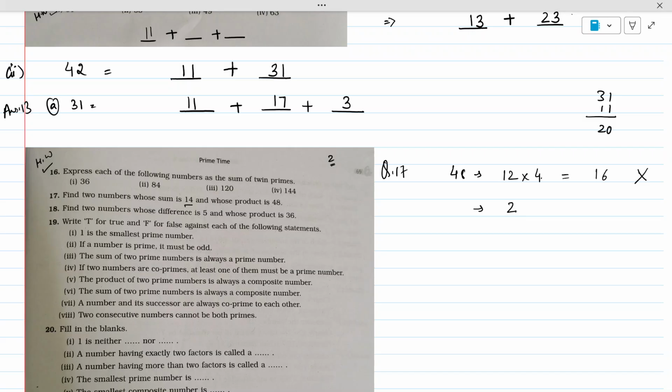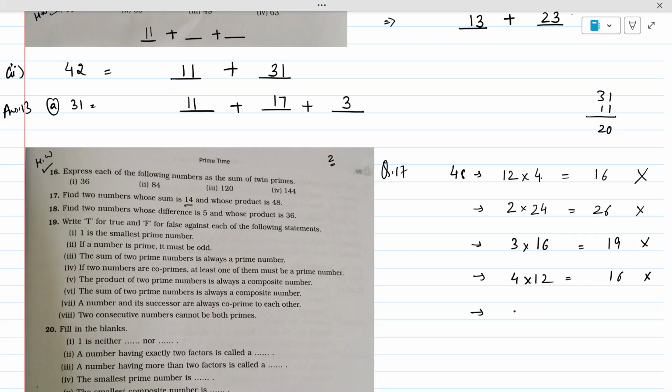Next, we have 2, and then we have 24. 2 and 24, the sum will give us 26. Again, it is discarded. Next, we have 3 and we have 16. If I add, I'll get 19. Again, it is discarded. Then I have 4 and 12, which is 16. Again, this is discarded.